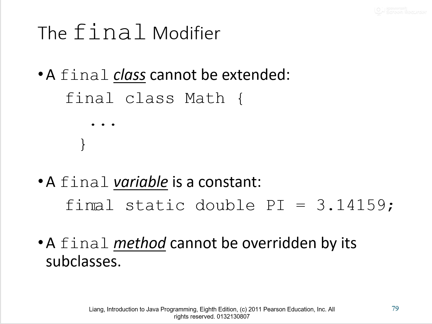Remember when we used pi, Math.PI? Pi is a final static double variable. So the value of pi, of course, does not change. It's a constant in mathematics. So it is in the Math library. It is set to final. And methods can also be declared final. What that does is a final method cannot be overridden by its subclasses. So basically, if a method is declared final, you have to use that method as it is. You cannot override it. Okay.